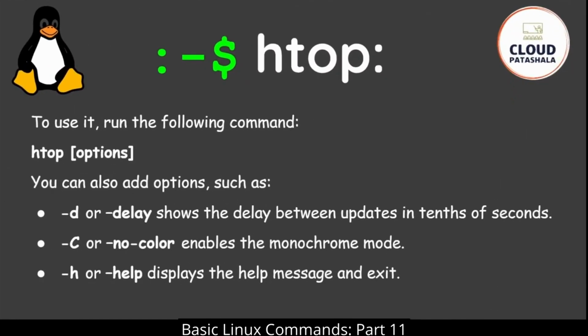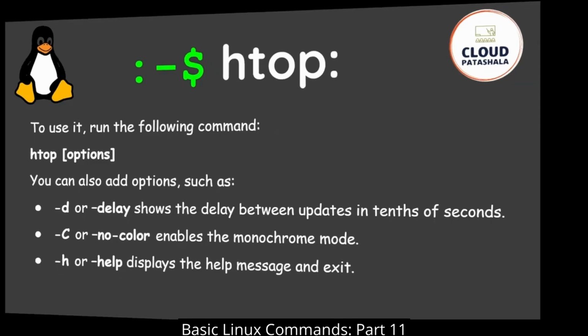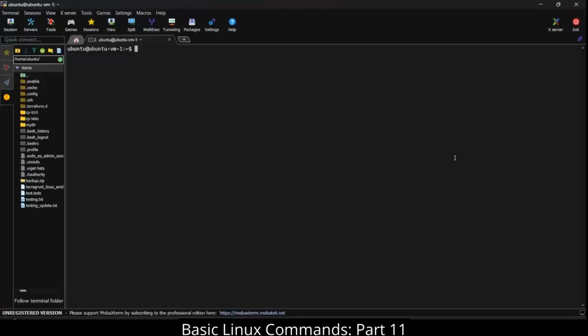To use it, run the following commands. You could say htop. We could also use some options. Options are -d, which shows the delay between the updates in tenths of a second. -C would give you a no color, monochromatic view of the output. -h would display the help message and exit. Let's look at the practical for this.